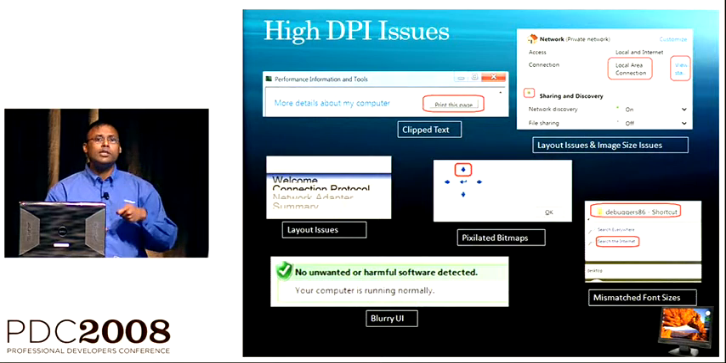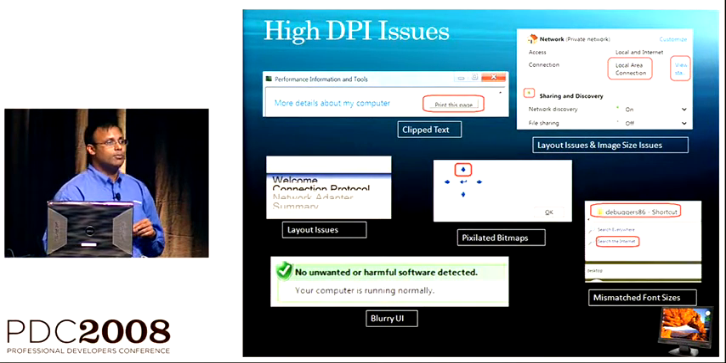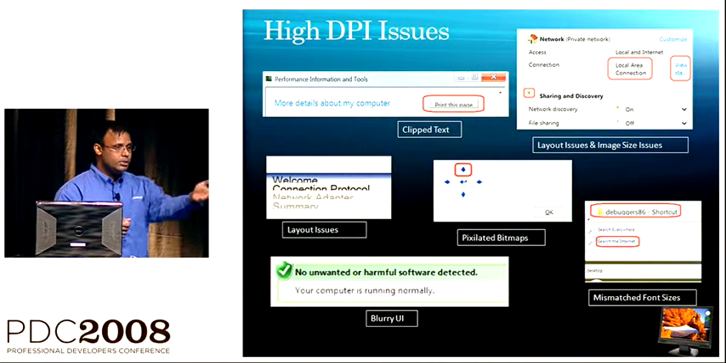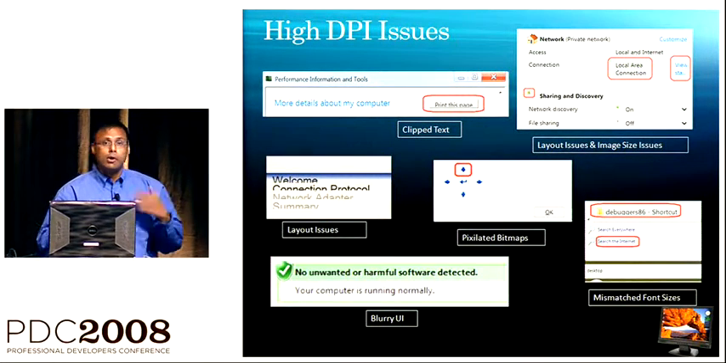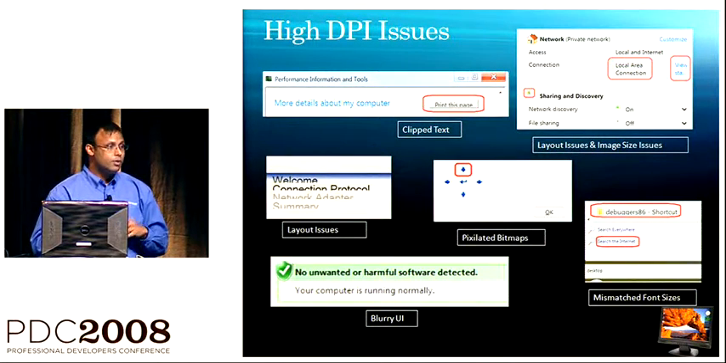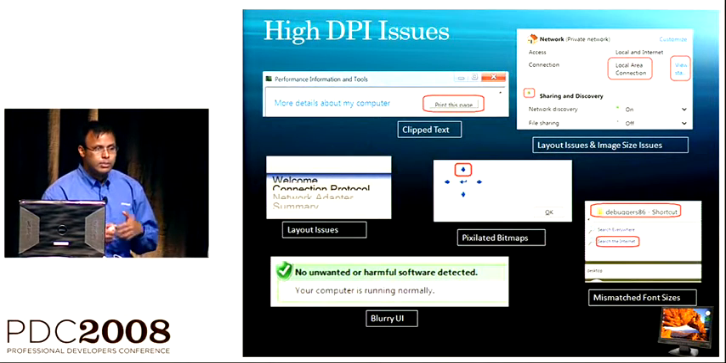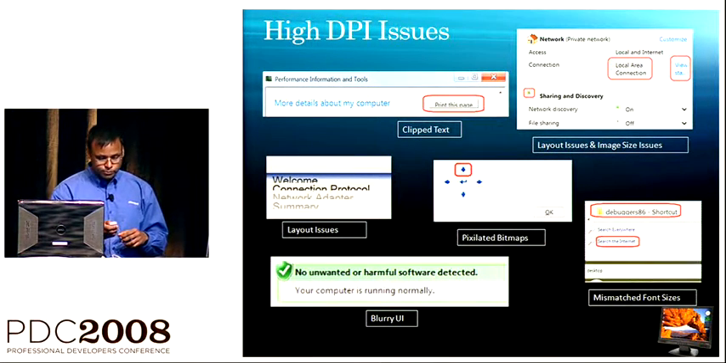However, when you turn on the higher DPIs or when you move to the new DPIs, we started seeing all sorts of interesting problems. I picked examples here from our own UI in Windows, but we see these kinds of examples in many applications. You can get clipped text, your layout can be busted. I mean, there are lots of interesting things that we see.